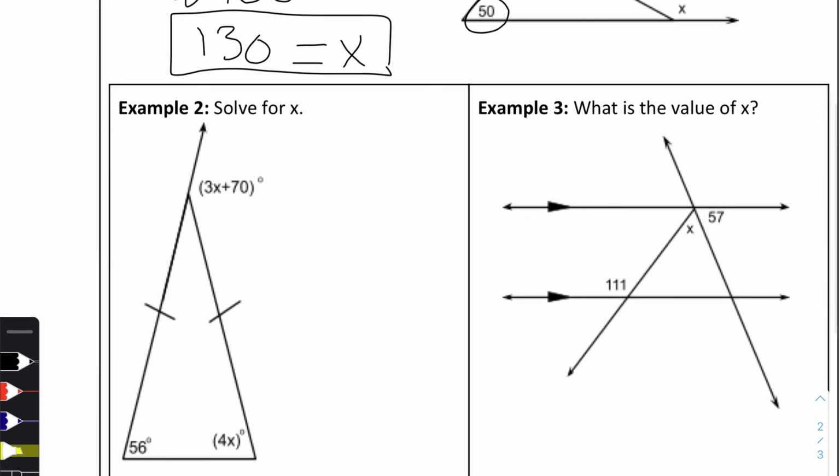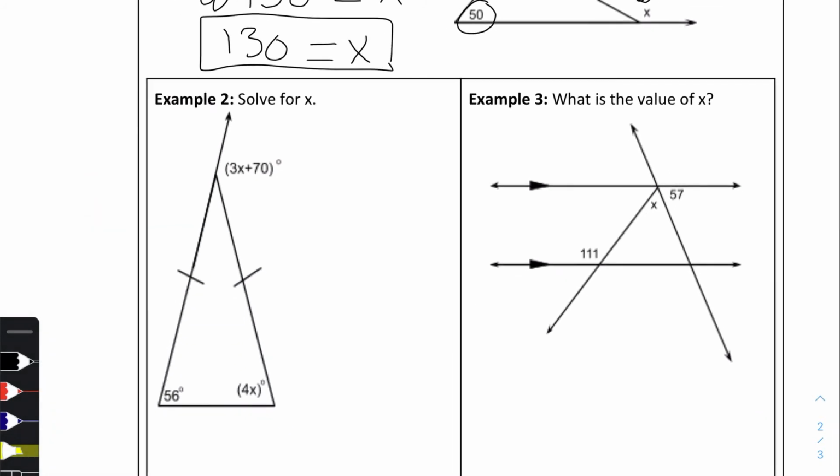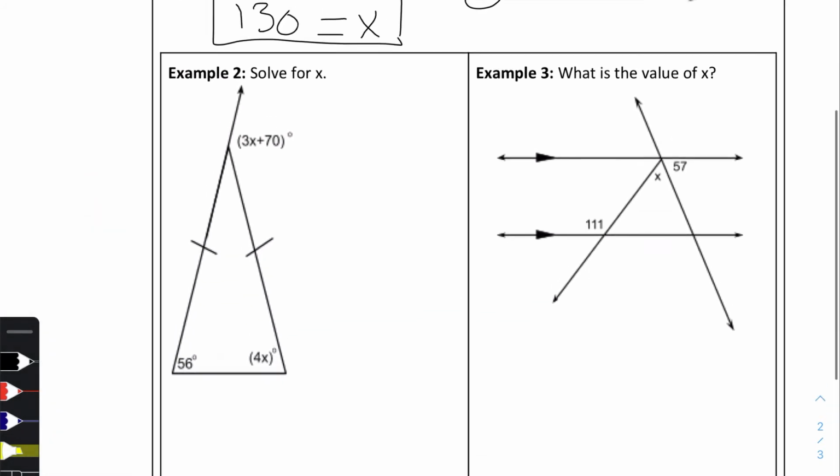So let's apply that same theorem, as they call it, to these. Okay, it's simple. It's easy, y'all. Just take your time and pay attention. You got it. Let's solve for x. All right, I have 3x plus 70 on the exterior, and then I have these two angles on the inside of my triangle, which are not even touching or close to that 3x plus 70. These two angles right here. So that means I can add those to equal that 3x plus 70.